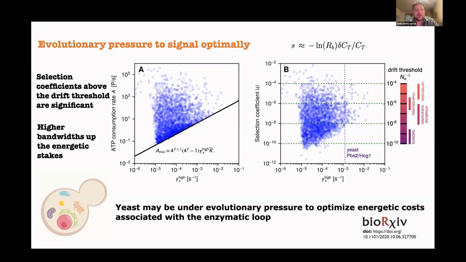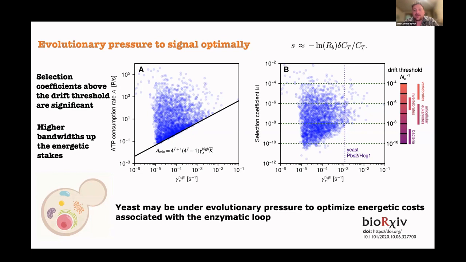There's a minimum ATP consumption rate to signal at a given fidelity, at a given speed. And when we actually calculate our selection coefficients, we see that the higher the speed, the larger the selection coefficient. So the larger the evolutionary gains in order to signal with that speed. And importantly, there's a concept of drift threshold, which is the inverse effective population size. As long as your selection coefficient is larger than that drift threshold, then selection will take over from genetic drift, and you'll actually be pushed towards fixation of that population with that feature.